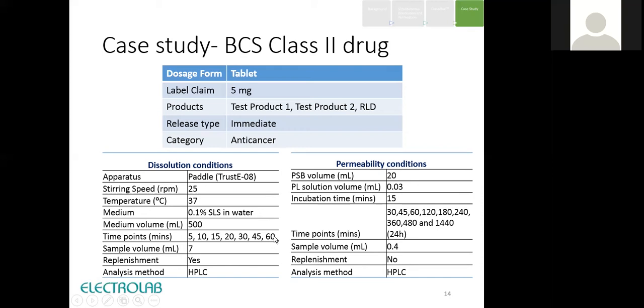The dissolution was done till 60 minutes and the permeation was extended up to 1 day. Again, from dissolution, a different sample volume was withdrawn and replenishments were carried out at each and every time point. Whereas from the permeability chamber, 0.4 ml was withdrawn at each time point and no replenishments were done. Both dissolution and permeability samples were analyzed by HPLC.